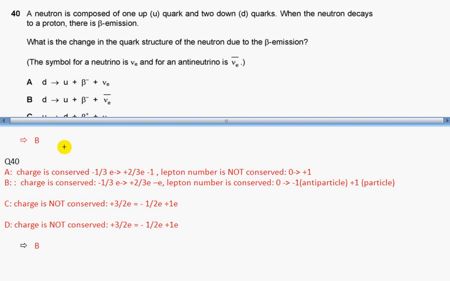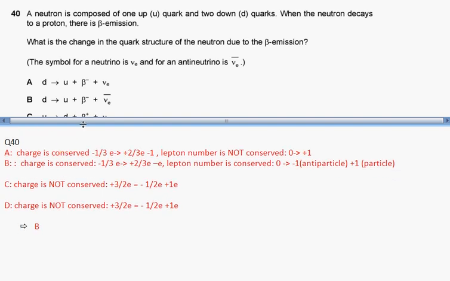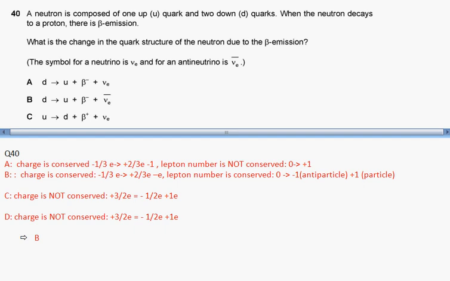Last question. A neutron is composed of one up quark and two down quarks. When the neutron decays to a proton, there is beta emission. What is the change in the quark structure of the neutron due to the beta emission?